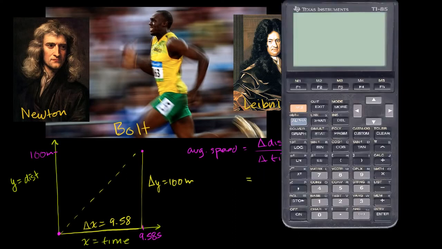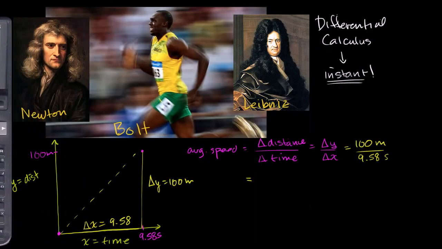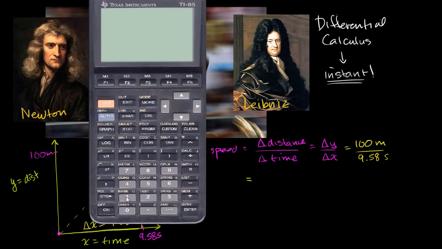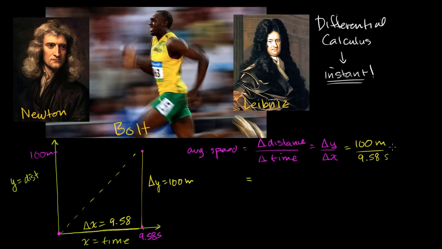Let me get the calculator on the screen. So we're going 100 meters in 9.58 seconds. So it's 10.4. I'll round to 10.4. So it's approximately 10.4. And then the units are meters per second. And that is his average speed. And what we're going to see in a second is how average speed is different than instantaneous speed, how it's different than the speed he might be going at any given moment.